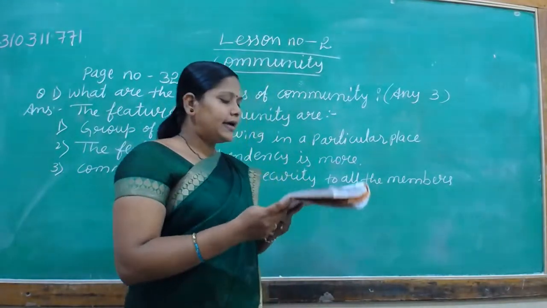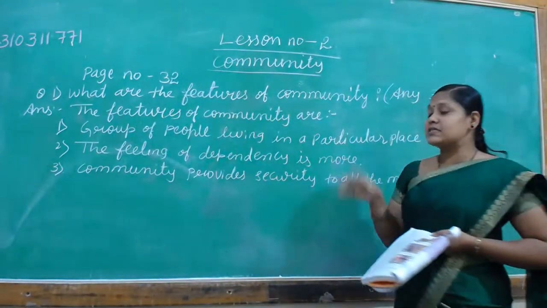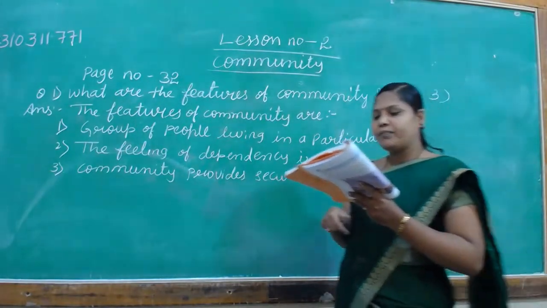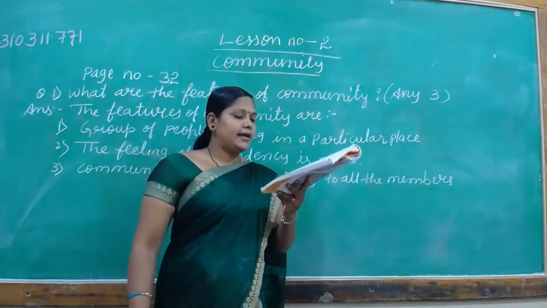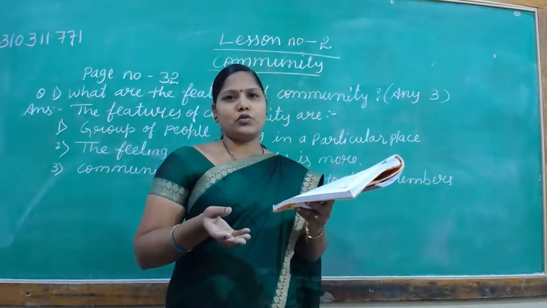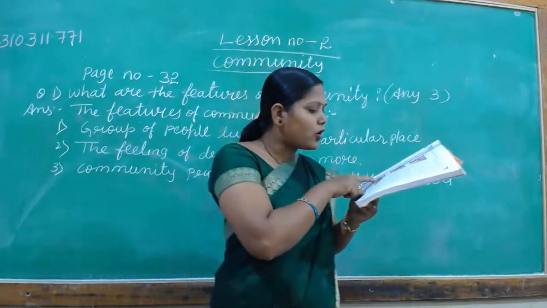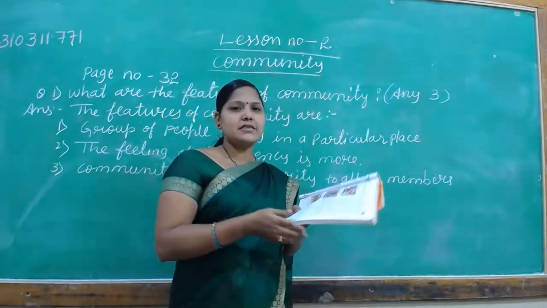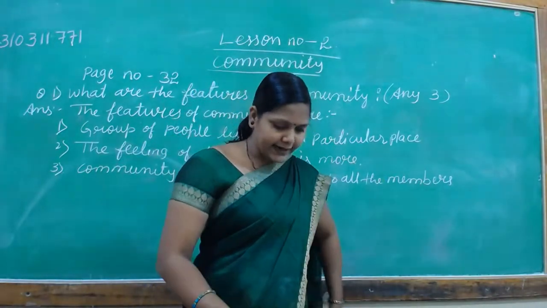Okay? And tribal community. See this picture. What do you see in this picture? See what they are doing in this picture. The tribal community people do not wear dress, and they eat raw fruits and raw meat also. They hunt animals and eat them. Whatever you see in this picture, write it in your textbook. Understood, students? Write it now. After that, think, see the picture and write it.